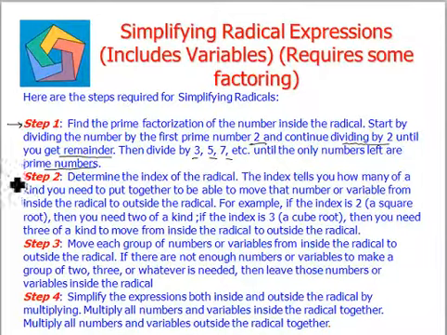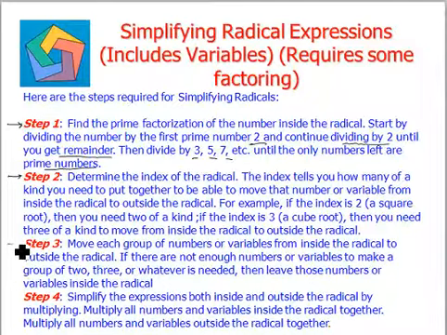The next step is to determine the index of the radical. The index tells you how many of a kind you need to put together to be able to move that number or variable from inside the radical to outside. For example, if 2 is the index, that is a square root, then we need 2 of a kind. If the index is 3, then we combine 3 of them inside the radical to move out as 1.